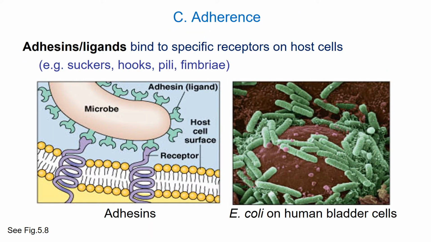Part C is adherence, meaning the ability to attach to host cells. So you can see I'm talking about these things called adhesins. So there's that -in again, -in meaning a protein. These are proteins. Right here you can see I'm going to color in one on this E. coli. It's a protein on the surface of E. coli that's allowing it to bind to a host cell. So you can see down here we've got this host cell receptor, and this adhesin is binding it.